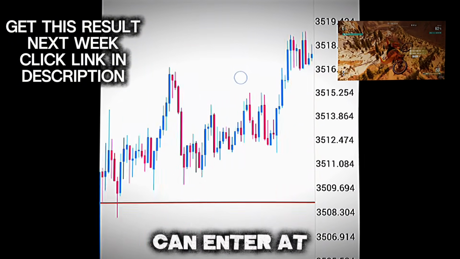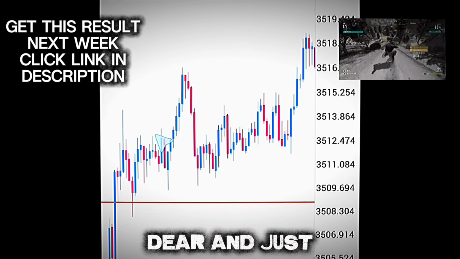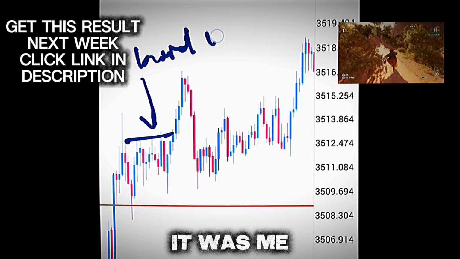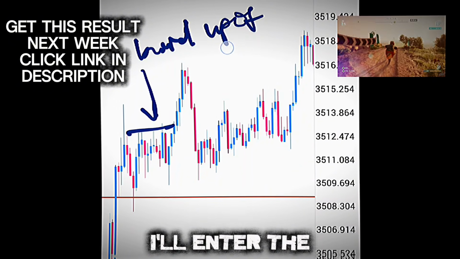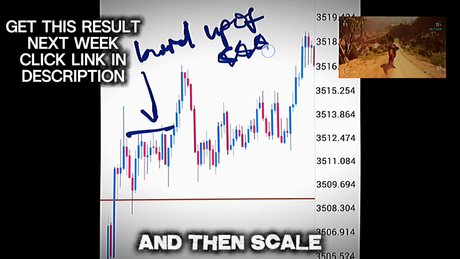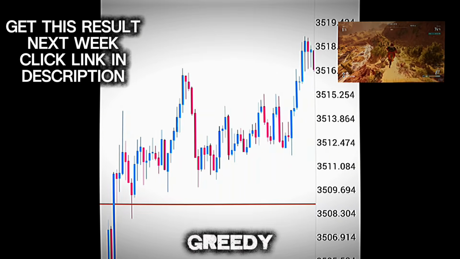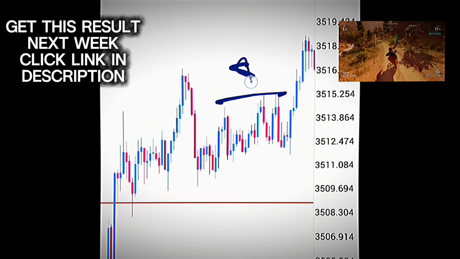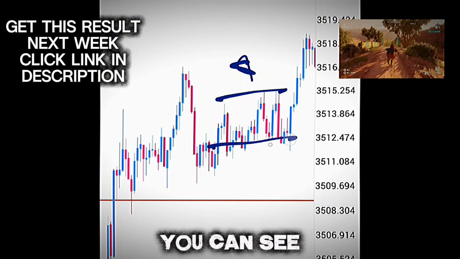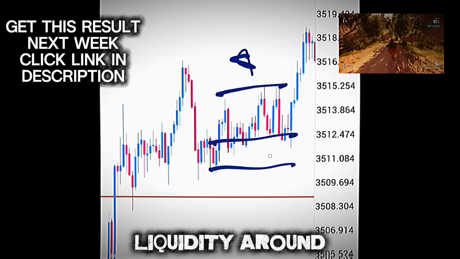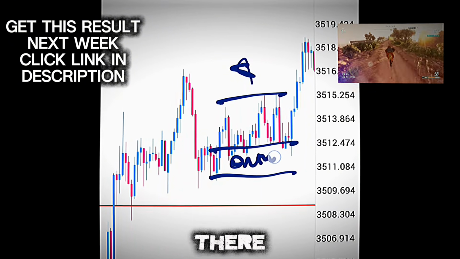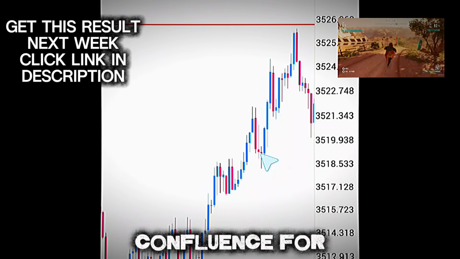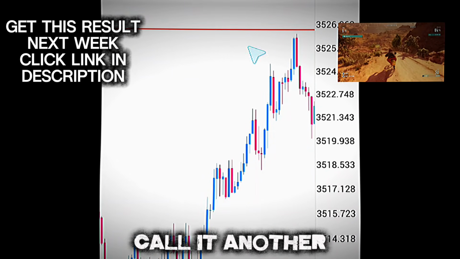So basically, you can enter at this demand zone there and just scale up, which is what I'll do if it was me trading this. I'll enter at the first one or the second one and then scale up, or if you are very greedy, you can enter at the third one. And if you look at that point there, you can see there was liquidity around. You can see those 3 touches there. That's liquidity points. So that was confluence for this entry, or let's just call it another block.